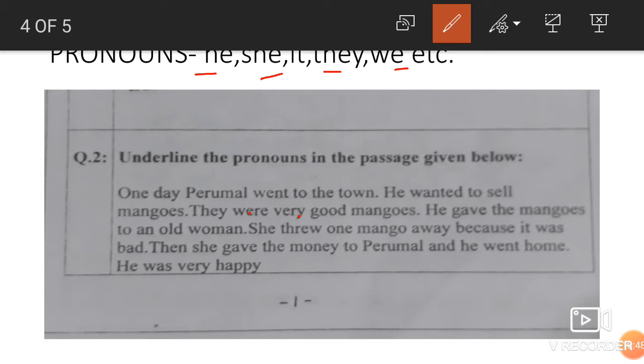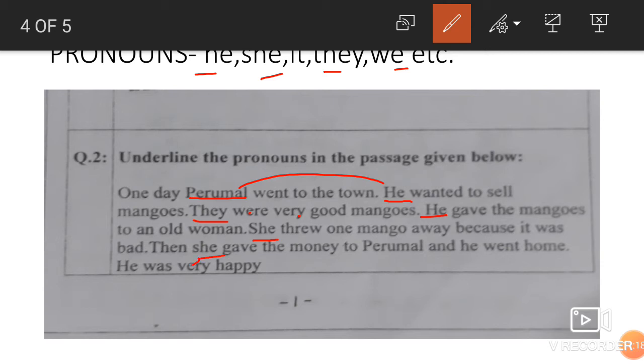Now there is no pronoun over here. Now we are talking about Perumal. In place of Perumal, they have written he, so he is a pronoun. He wanted to sell mangoes. They were very good mangoes. Talking about mangoes, so they were very good mangoes. Again he gave the mangoes to an old woman. In place of old woman, they have written she. She threw one mango away because it was bad.